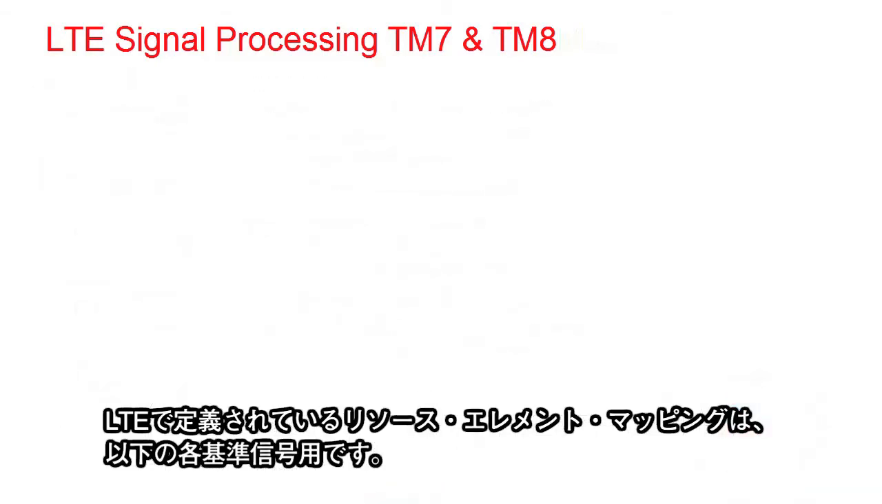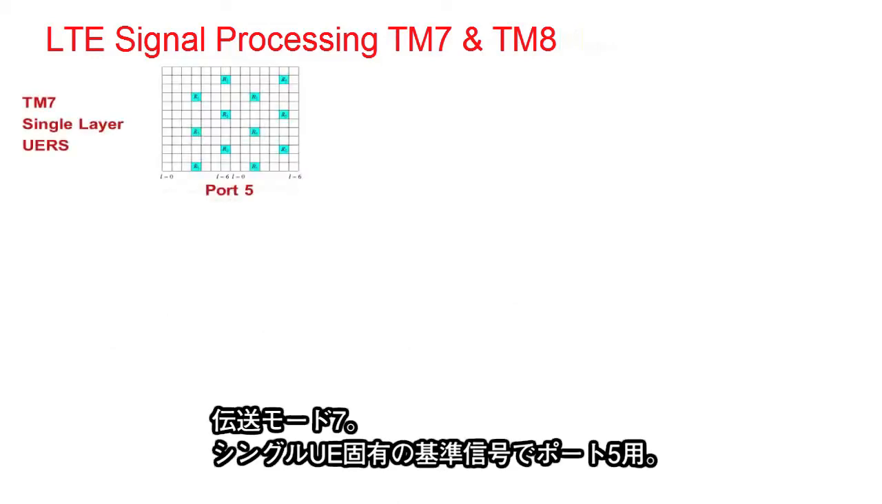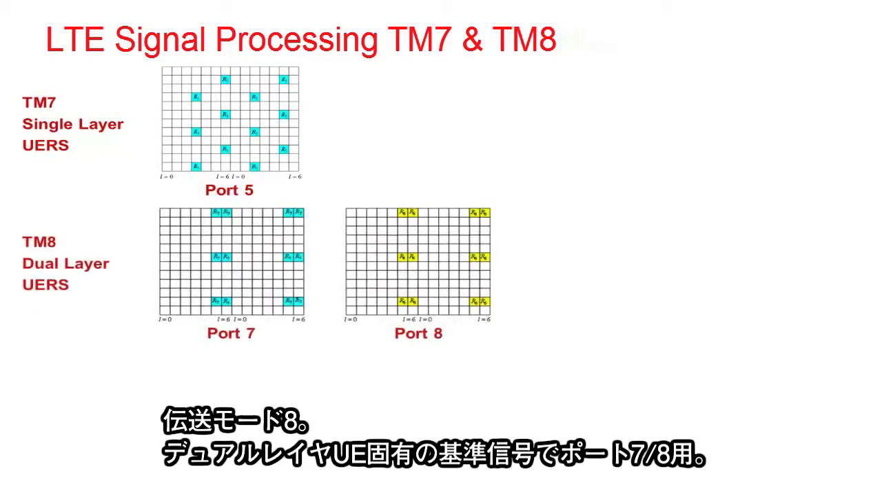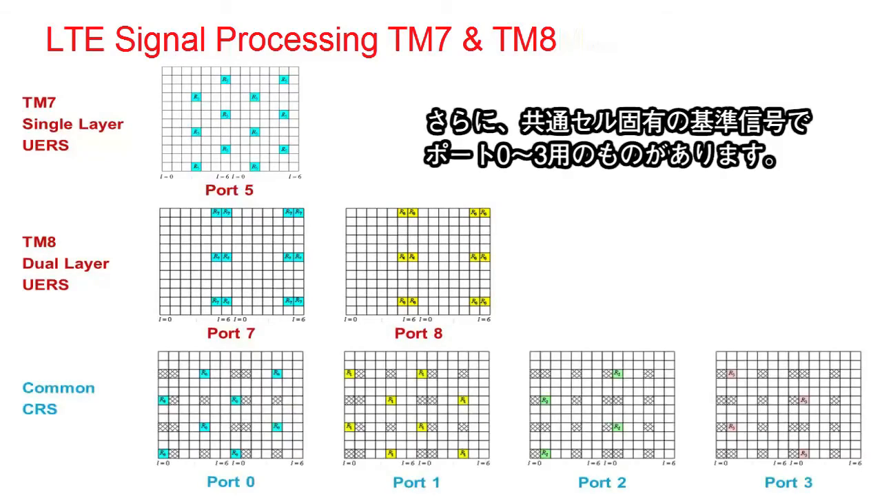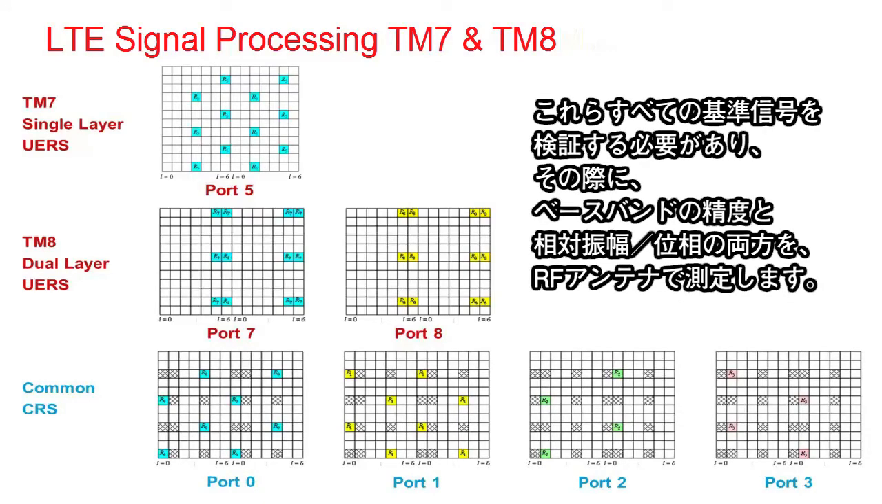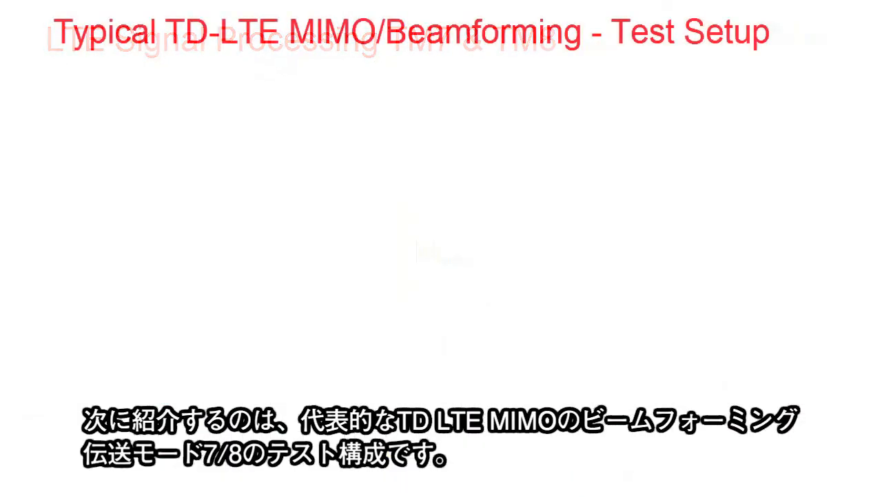LTE-A defines resource element mappings for each of the following reference signal types: transmission mode 7 single-layer UE-specific reference signals for port 5, transmission mode 8 dual-layer UE-specific reference signals for port 7 and 8, as well as common cell-specific reference signals for port 0 through 3. All these reference signals need to be verified both in terms of baseband correctness and relative magnitude and phase observed at the RF antenna. Let's consider a typical TD-LTE-A MIMO beamforming transmission mode 7 and 8 test configuration.